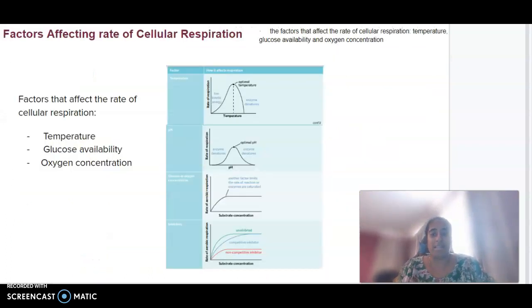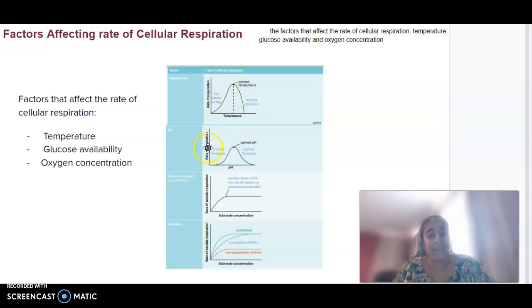All right, and then last but not least, the factors that might affect the rate of respiration. The big things that we're going to look at here are temperature, glucose availability, and oxygen, and they can be summarized by this graph over here. If we look at temperature, as our temperature increases, we're going to increase our rate of respiration. We get to our optimum, and then that is going to decline because of enzyme denaturing.